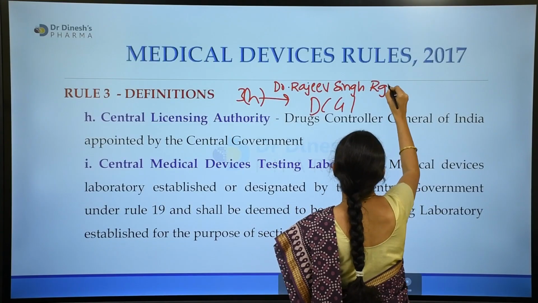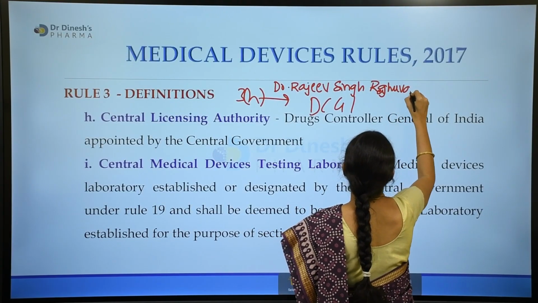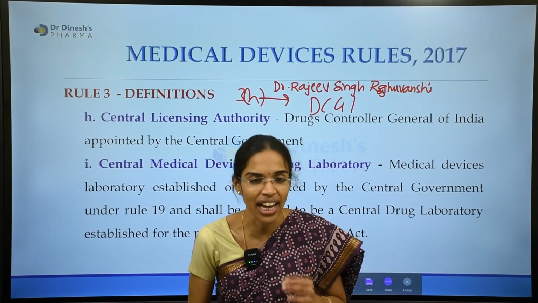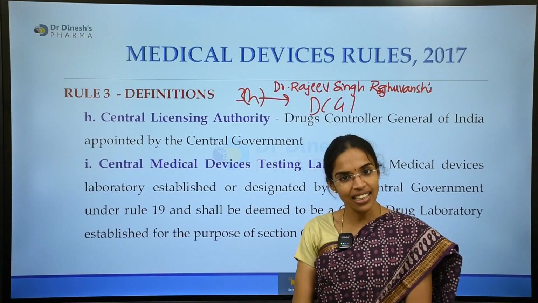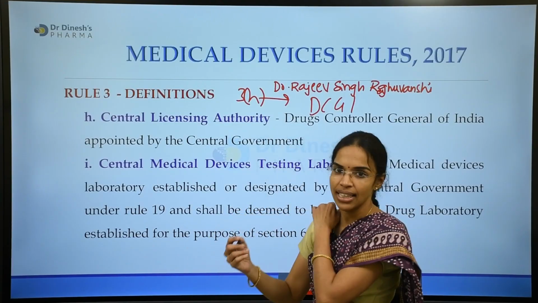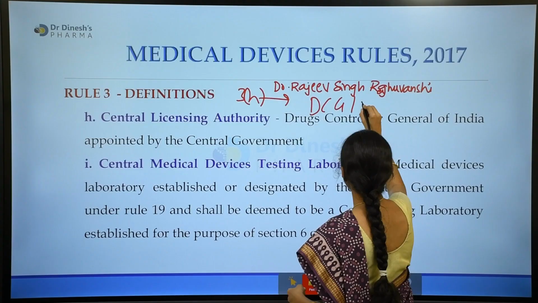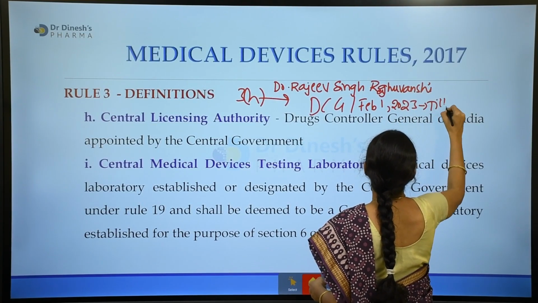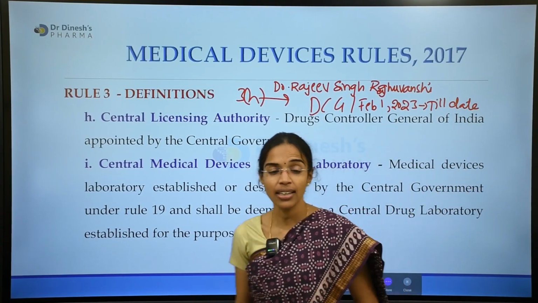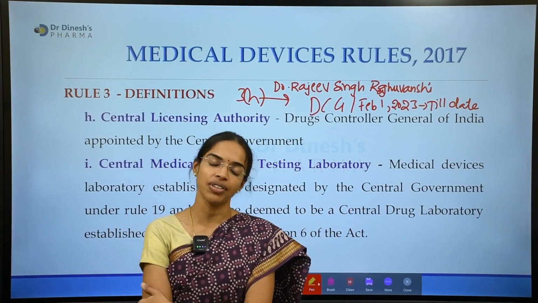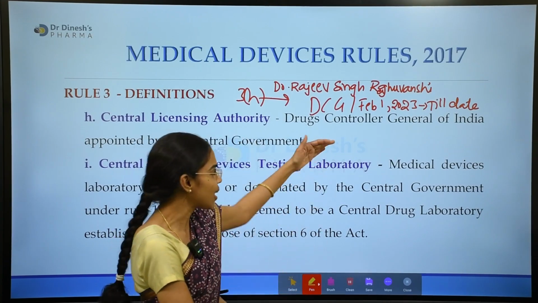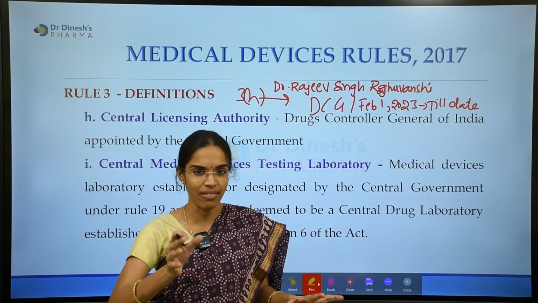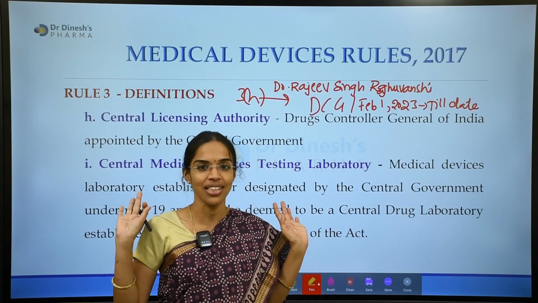Rajiv Singh Raghuvanshi. Okay, the current Drug Controller General of India, the current DCGI of India, is Dr. Rajiv Singh Raghuvanshi. He has been the Drug Controller General of India from February 1st, 2023 till date. One of the most probable questions, I think this question should appear in the examination this time.